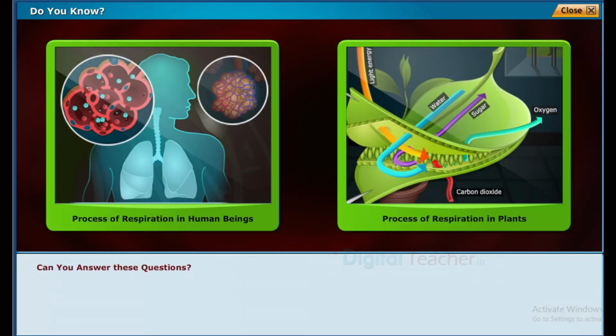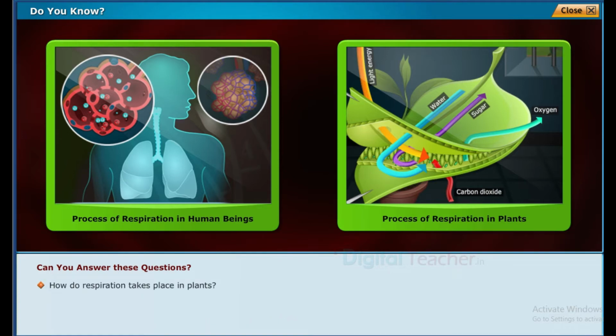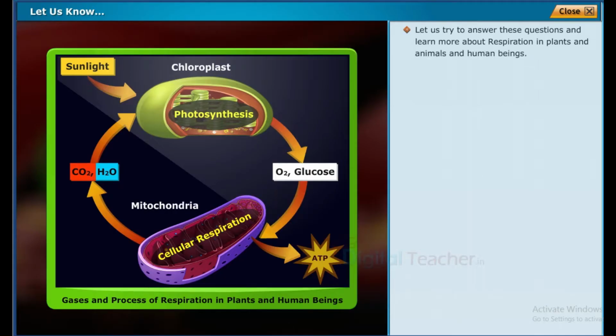Can you answer these questions? Do you know how food provides energy for all body activities? What is respiration? What do cells of a living body require in order to work properly? How does respiration take place in plants? Let us try to answer these questions and learn more about respiration in plants and animals and human beings.